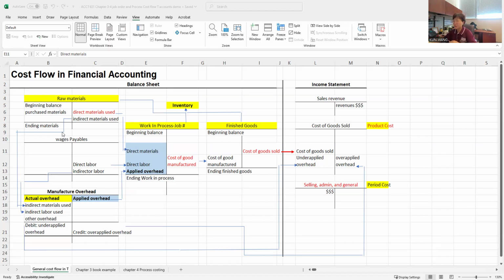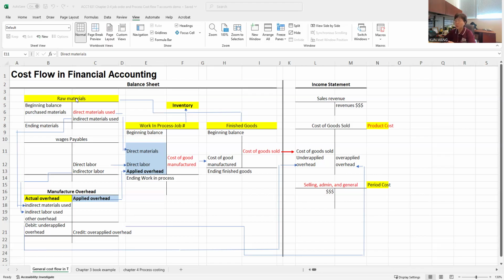And now let's look at the flow between the three inventory accounts. Raw material is a typical current asset. For manufacturing industries, it includes all of the materials, the main materials that become an integral part of the final products. A company can have hundreds, thousands, or even 10,000 different types of materials, right? Depending on the product requirements and the design of the products.